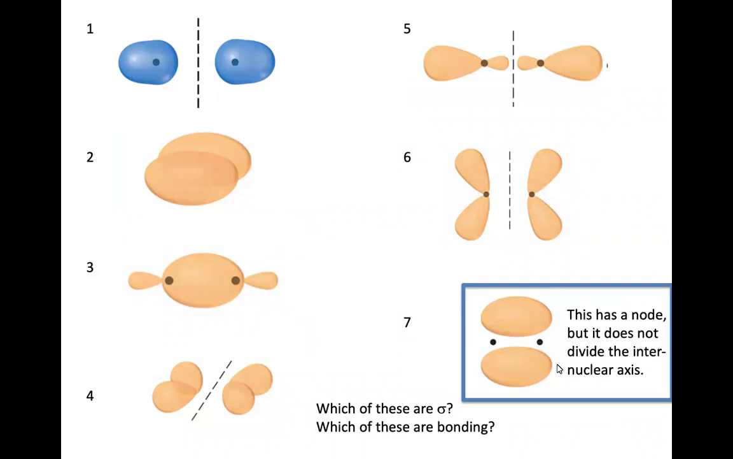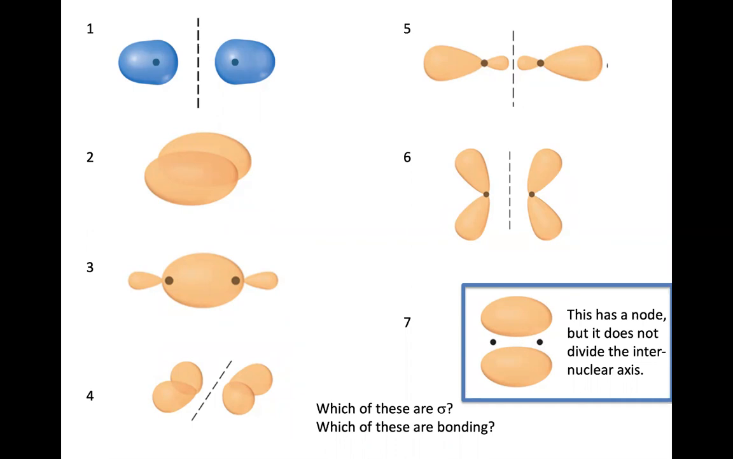Notice here within number 7, there is a node. It is dividing the electron density as it's shown here between the top and the bottom, but it's not this vertical one like we see with number 6 that is splitting between the 2 nuclei. The reason that number 6 is anti-bonding, this node right here is saying you cannot have electron density in the region between the 2 atoms that you need in order for a bond to form. It's destroying a bond instead of building a bond.